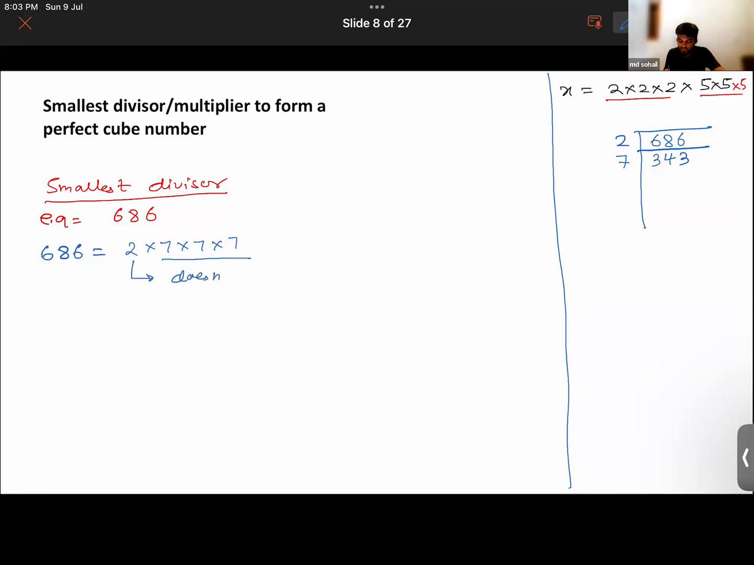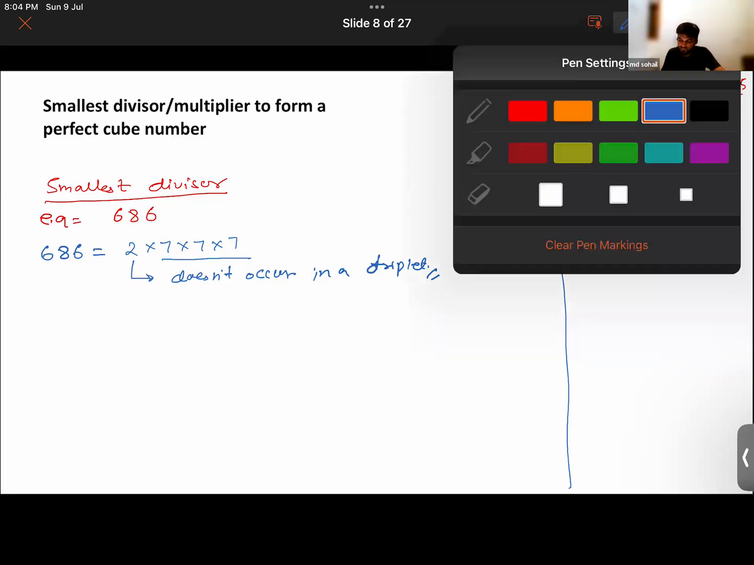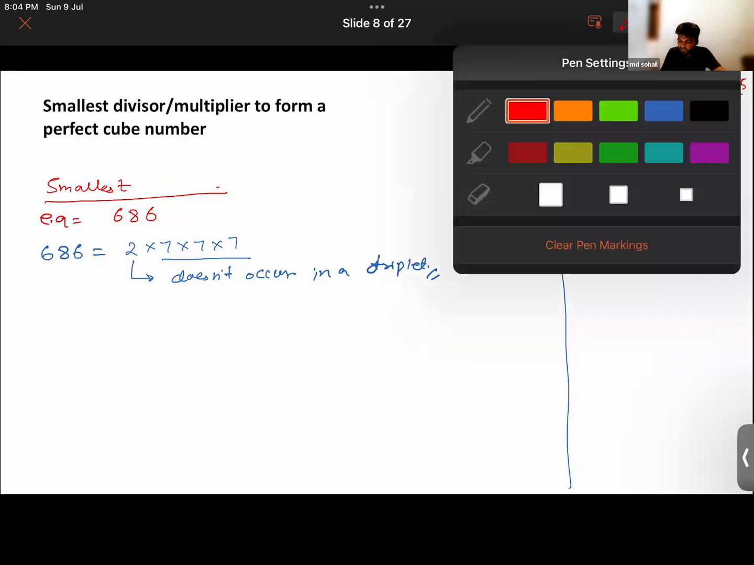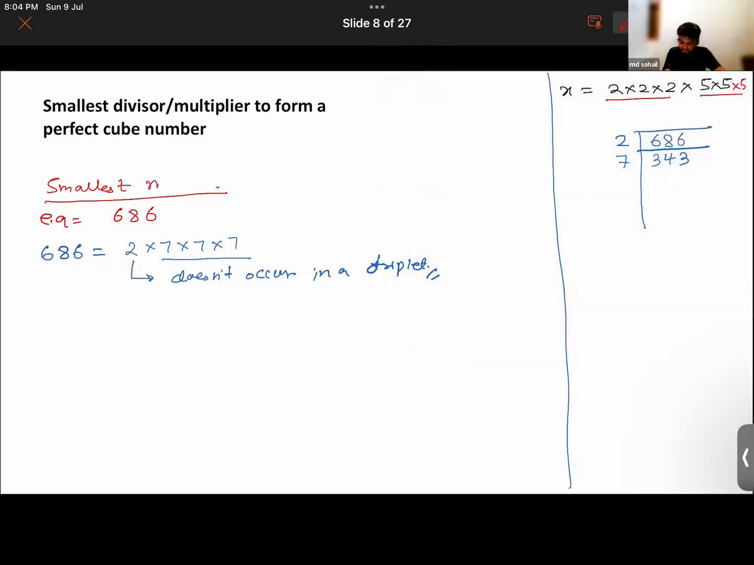So 2 does not occur in a triplet here, right? So what needs to be done? How do we make this number a perfect cube now? By multiplying by 2 two times again. So here, let's first talk about the smallest multiplier. Then we will see other questions.